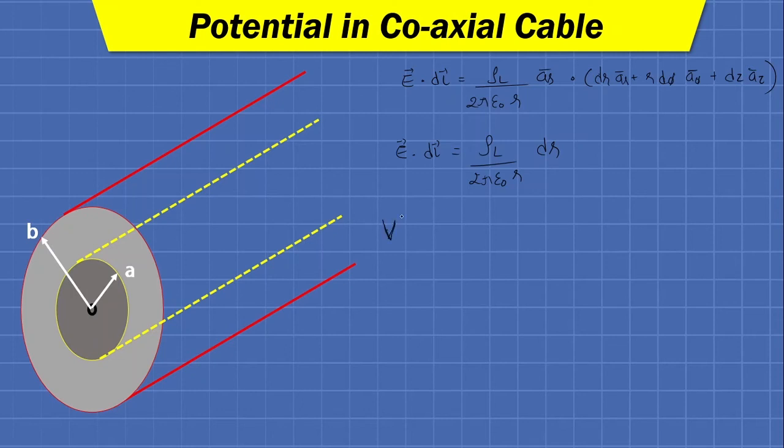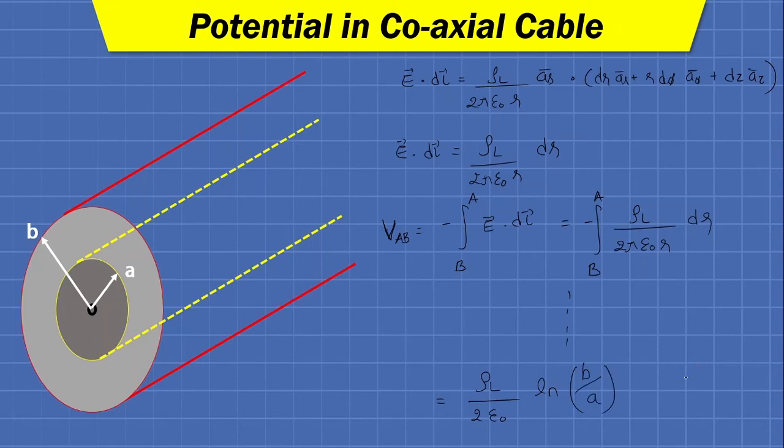Potential difference between these two surfaces, so VAB can be written as negative of integration from B to A E bar dot DL bar. This is the same calculation that we have just derived in the case of infinite line charge. All the parameters and values are typically the same, and if we perform all the derivation, then we will have the final equation as rho L upon 2 epsilon naught natural logarithm of the ratio of outer radius by inner radius.